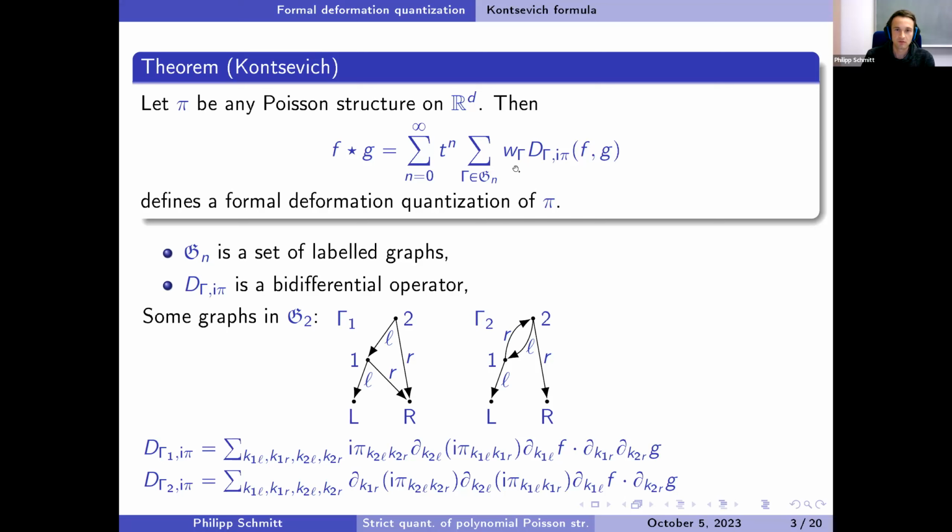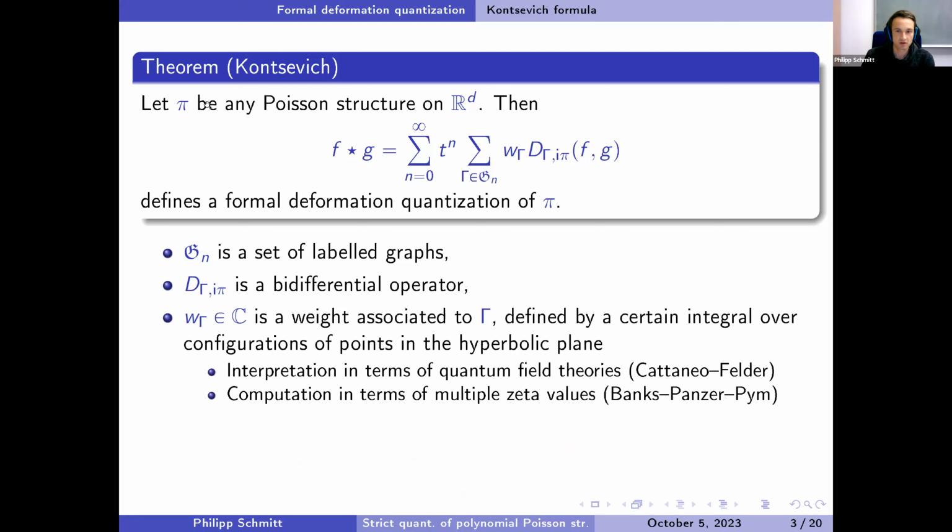Okay, and so in this universal formula, we still have some weights. Those weights are universal, not depending on the Poisson structure at all, and defined by certain integrals that I don't want to write down for you, but it's fair to say that there's an interpretation in terms of quantum field theories by Cattaneo and Felder, and a computation in terms of multiple theta values that was obtained more recently. But in general, these weights are somewhat mysterious and hard to understand. Therefore, at least for the second part of our problem, namely this strict quantization part where we want to think about convergence of this formula, this is complicated by the appearance of these weights.